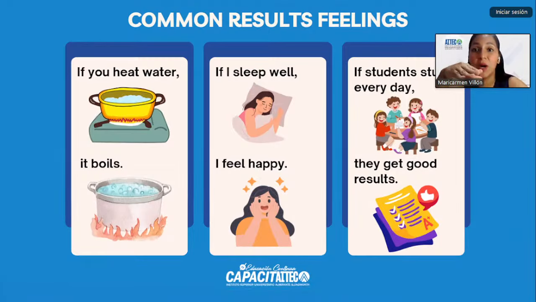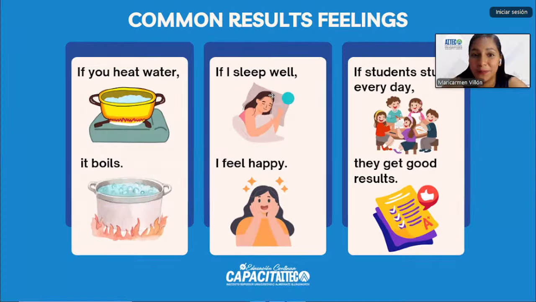Look at this one. Common results. Vean esto. Entonces, ya que hemos visto vocabulario, fíjense aquí en algunos resultados comunes. If you heat water, entonces, si usted calienta agua, if you heat water, it boils. Ok. Entonces, si usted hierve agua, ¿qué pasa con esto? It boils. Boils. You know what it is. Empieza a hervir. Esta hierve.